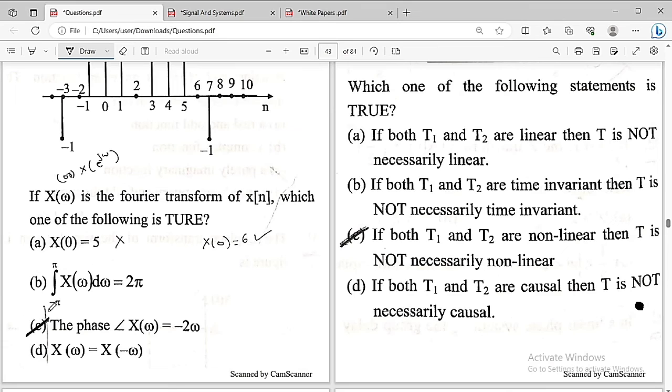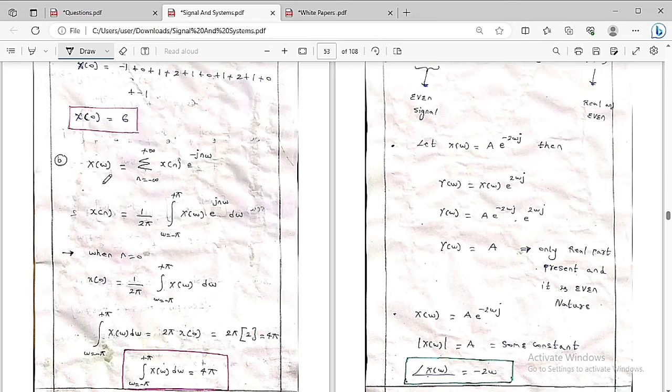They have given the integration from minus pi to plus pi of X of omega d omega, and they have given just 2 pi. Now we will see whether this is true or not. X of omega I have already given: it is the sum from n equals minus infinity to plus infinity of x of n into e to the power of minus j n omega. Suppose you want to write in the reverse fashion.